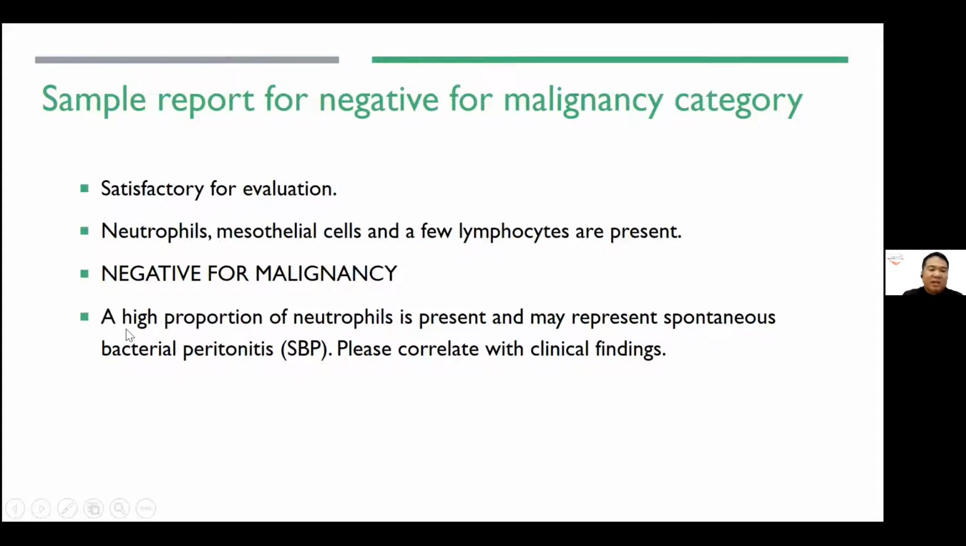And lastly, the clinical recommendation. Because of a higher proportion of neutrophil infiltration in this case, we may recommend they worry about spontaneous bacterial peritonitis, to exclude the possibility of SBP, especially with symptomatic ascites.